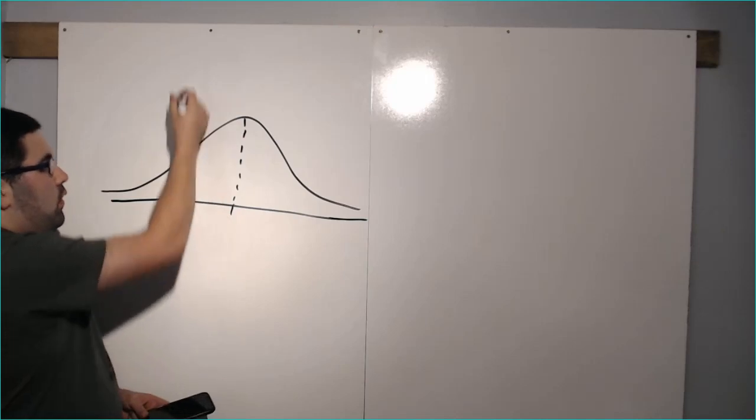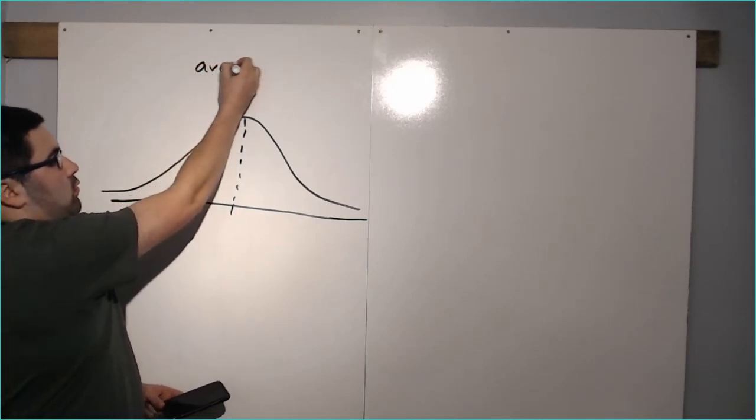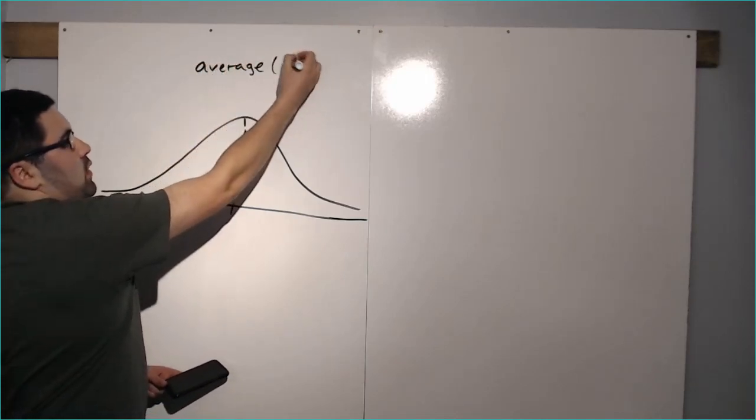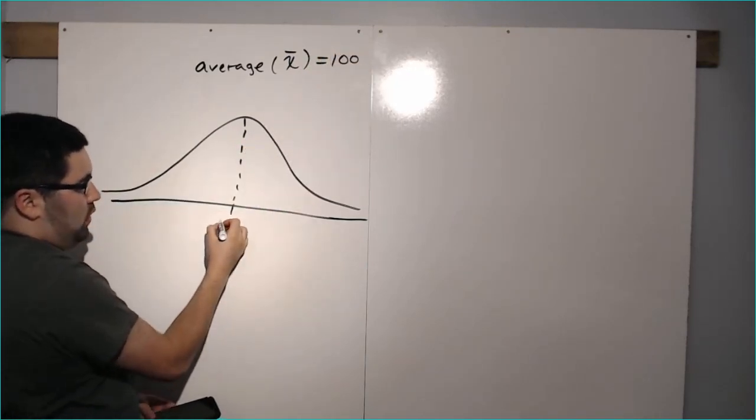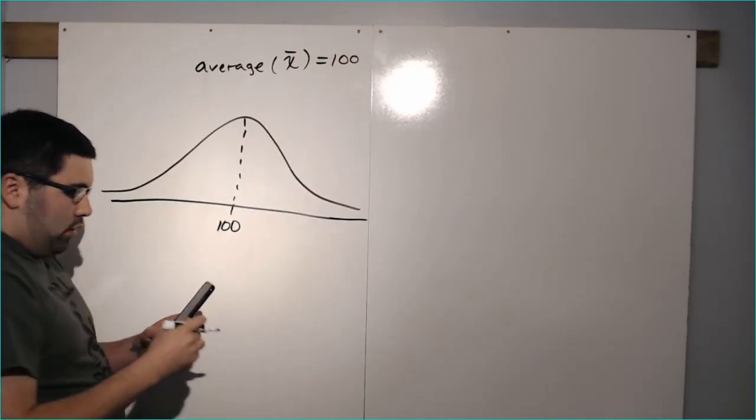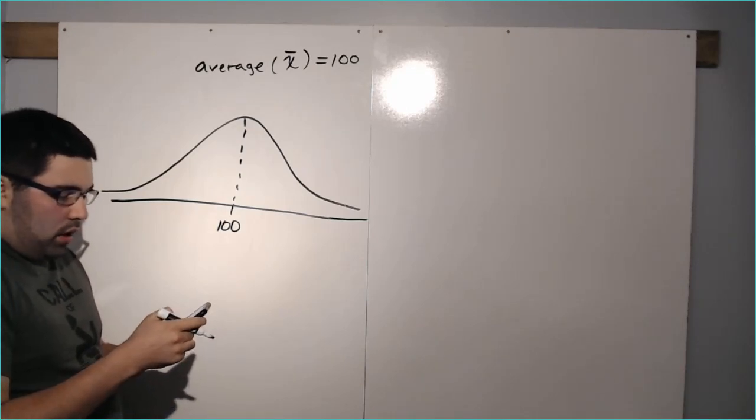It tells you here that your average, which is X bar, is 100. So that means that 100 is right here. And then it tosses in some probabilities.